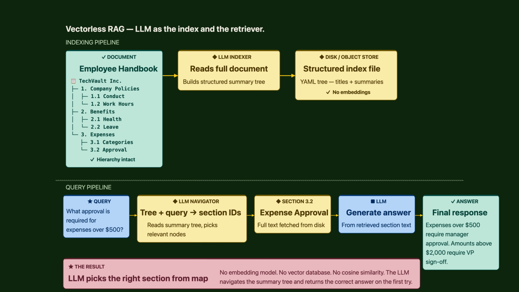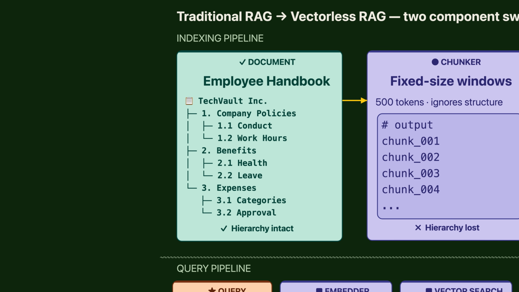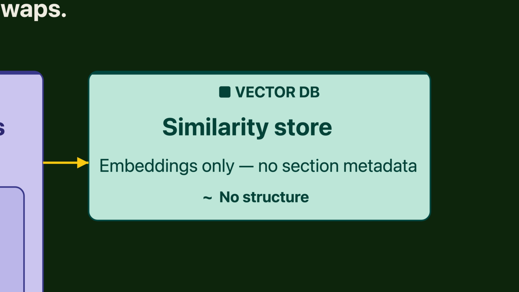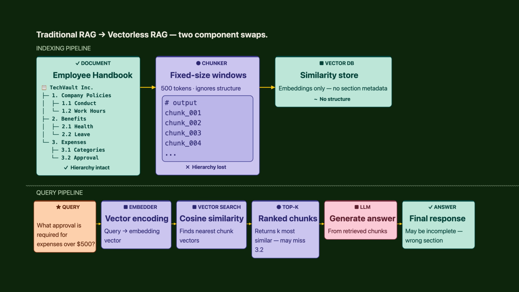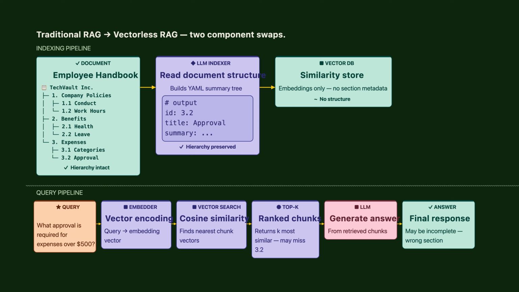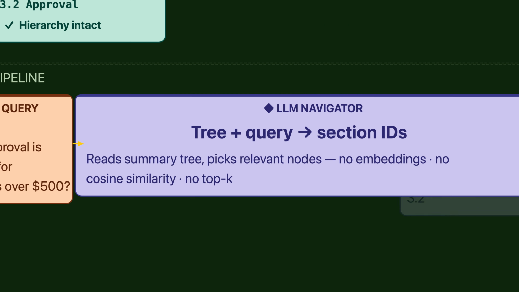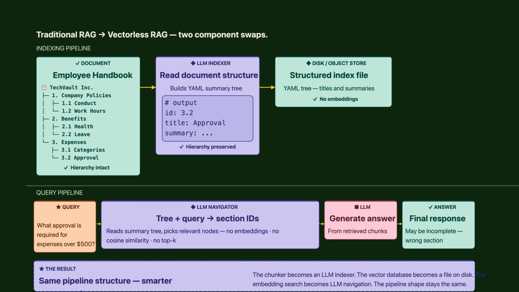No embeddings needed. Let's map this back to the familiar pipeline. Document comes in. Chunker processes it. Vector database stores the embeddings. Vectorless RAG makes 2 swaps on the indexing side. The chunker becomes an LLM indexer. The vector database becomes a file on disk. On the query side, the embedder, vector search, and top K are replaced by a single LLM navigator. Same structural pipeline, smarter components.